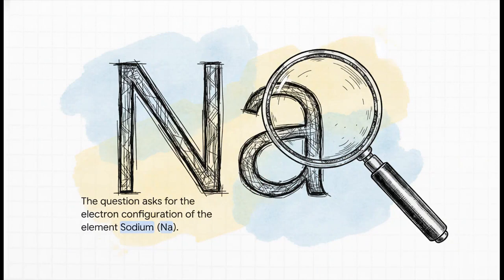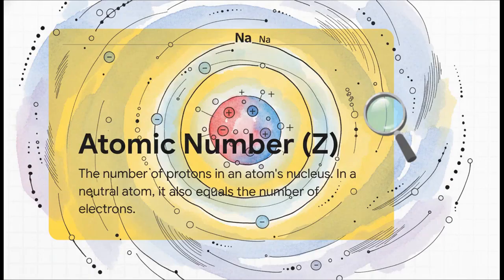Now, to solve this puzzle, the key is actually hidden in one very special property of sodium. This single property is what decides exactly how those electrons are going to be arranged. And that special property is its atomic number, which we usually just write as the letter Z. Think of the atomic number as a unique ID card for every single element. It tells us the number of protons in an atom's nucleus.